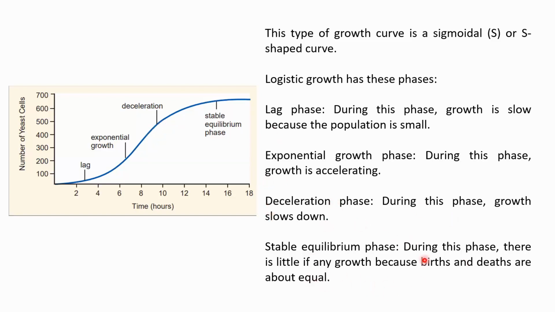Then there is a stable equilibrium phase during which there is little, if any, growth, because birth and death rates are almost equal. So the growth becomes stable. The stable equilibrium phase is attained. And these are the different phases which are there in the sigmoidal or S-shaped curve, represented by the lag phase, exponential growth phase, deceleration, and the stable equilibrium phase.